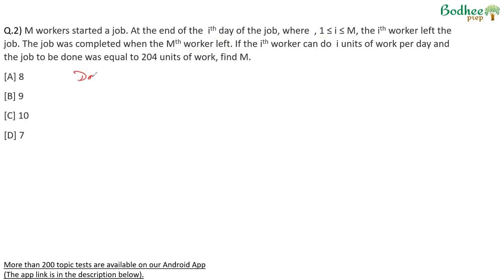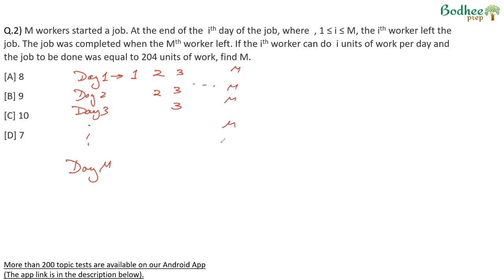So what we can do is, look at each day, day 1, day 2, day 3, and see how the workers are working for these given days up to day M. Now, the first worker will work only for day 1 and leave at the end of day 1, and will do 1 unit of work. The second worker will leave at the end of day 2 and will do 2 units of work each day. The third worker will leave at the end of day 3 and do 3 units of work each day, and so on till the Mth worker, who will work till the Mth day and do M units of work each day.